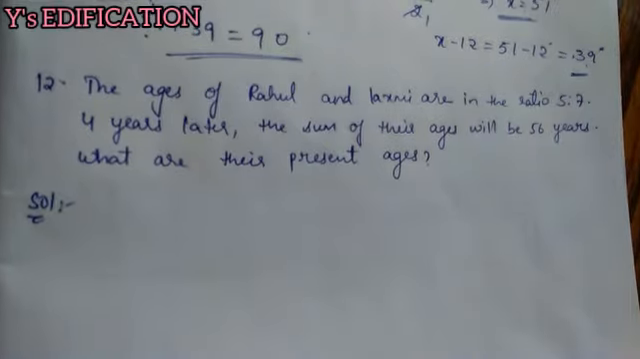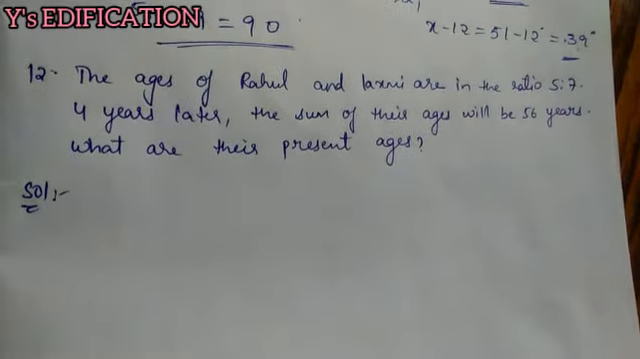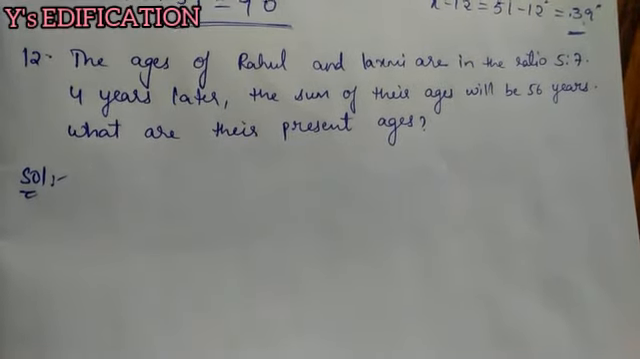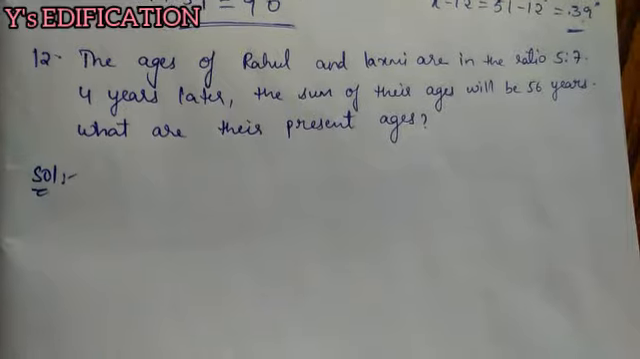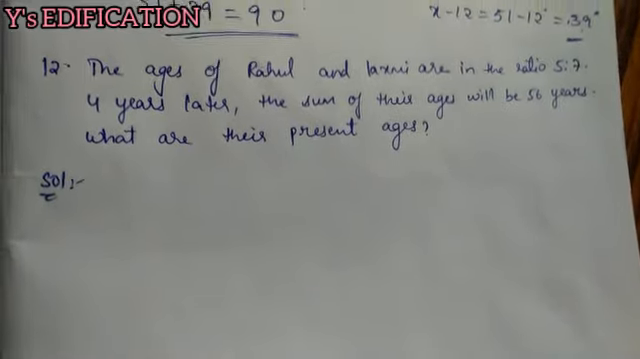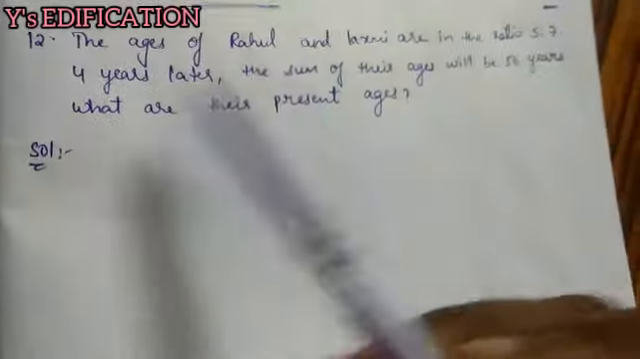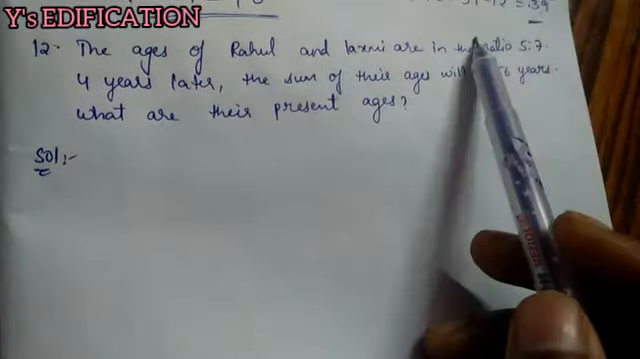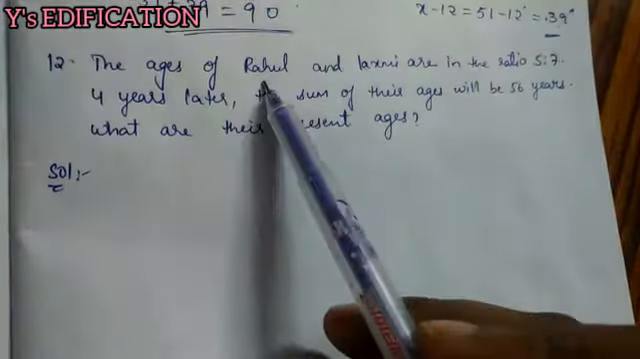Next question. The ages of Rahul and Lakshmi are in the ratio 5:7. 4 years later, the sum of their ages will be 56 years. What are their present ages? They gave the ages of the two persons in ratio form, not in number form.